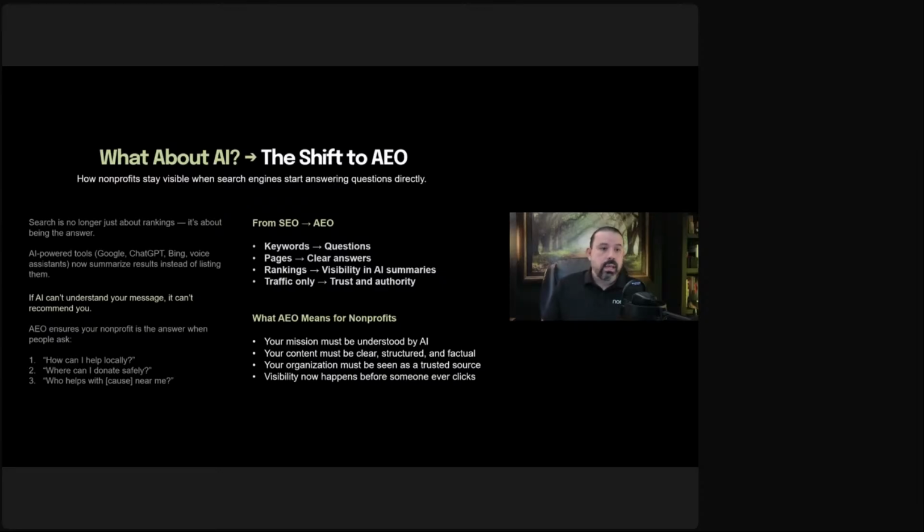AI-powered tools now summarize results instead of listing them. So instead of getting 10 websites, it just says, here's the answer according to, and it'll give you the references to those sites. But if AI can't understand your message, it can't recommend you. For some of you, you have a really convoluted site. It doesn't really answer questions. You're just doing a bunch of announcements, maybe you've got disparate information throughout the site, and there are no real answers to questions. There's no content that's helpful to recommend to people. And so start thinking about that.